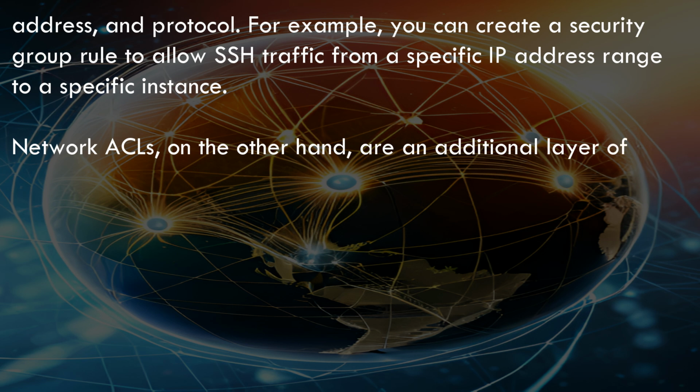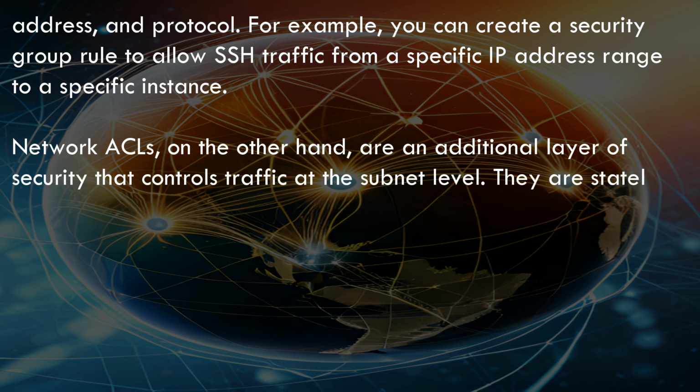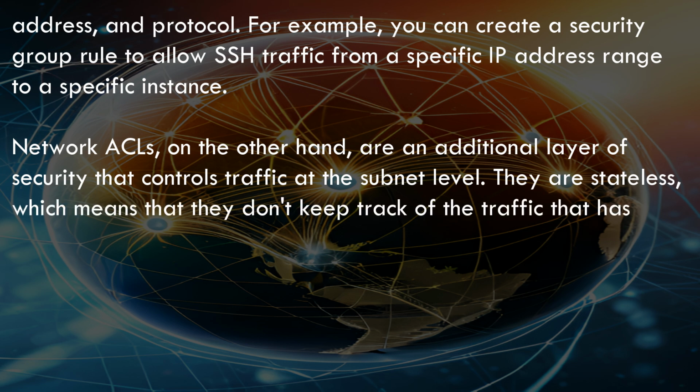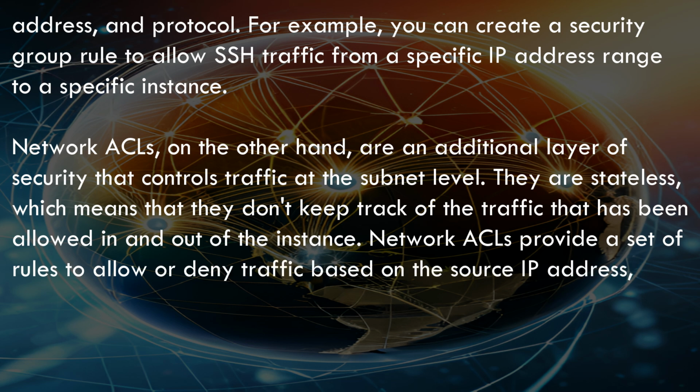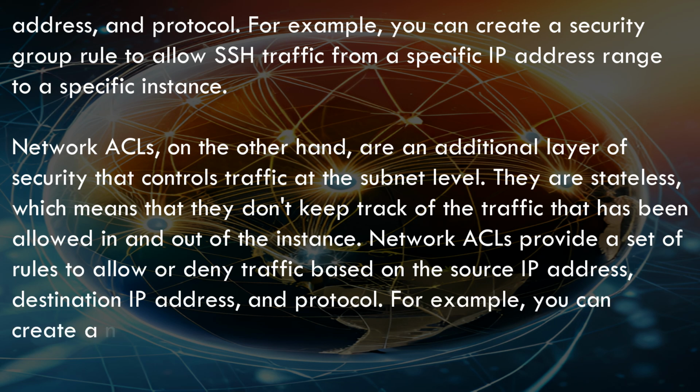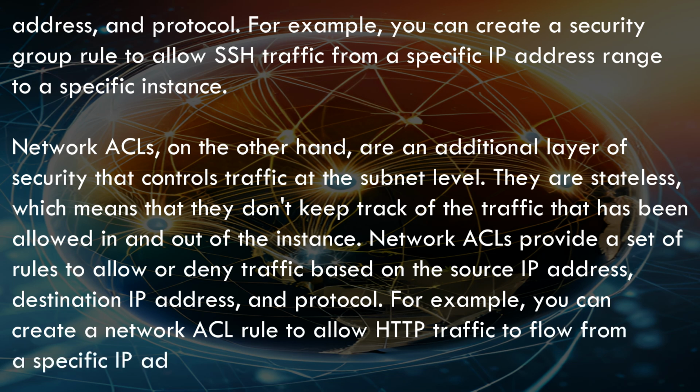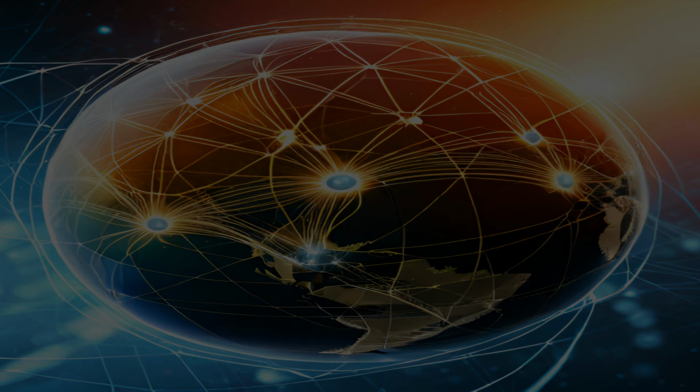Network ACLs, on the other hand, are an additional layer of security that controls traffic at the subnet level. They are stateless, which means that they don't keep track of the traffic that has been allowed in and out of the instance. Network ACLs provide a set of rules to allow or deny traffic based on the source IP address, destination IP address, and protocol. For example, you can create a network ACL rule to allow HTTP traffic to flow from a specific IP address range to a specific subnet.